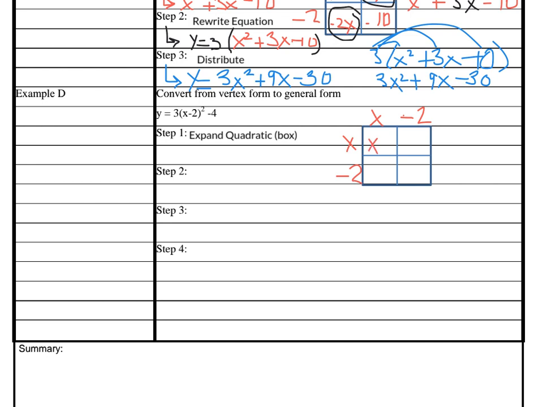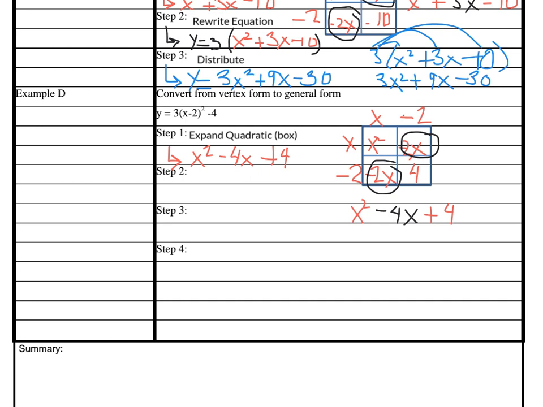X times x is x squared. X times negative 2 is negative 2x. X times negative 2 is negative 2x. Negative 2 times negative 2 is positive 4. And then negative 2x minus 2x more is negative 4x. And we still have x squared. So x squared minus 4x and then plus 4. So when we expand the quadratic, this is what we get. X squared minus 4x plus 4.